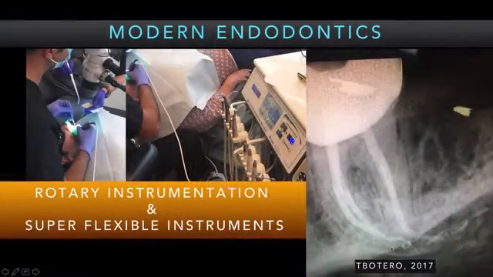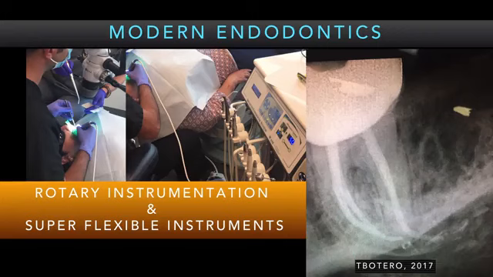Also, we have new instruments that are super flexible. We have rotary instrumentation, where before we used to file by hand, and it was really tedious, with long periods, and we could never do something like this, as you see here. There are very curved canals, and the anatomy sometimes gets very complex. So here we can see modern endodontics using new rotary, flexible instruments, getting better treatment for patients, and we can save more teeth that before we used to extract.